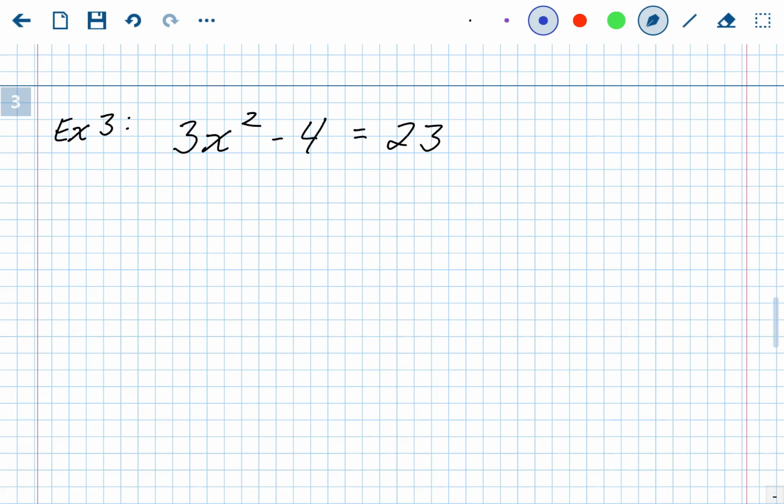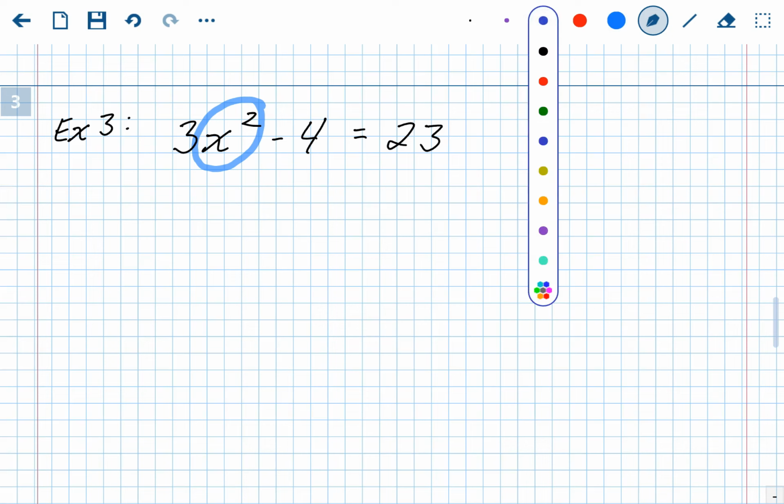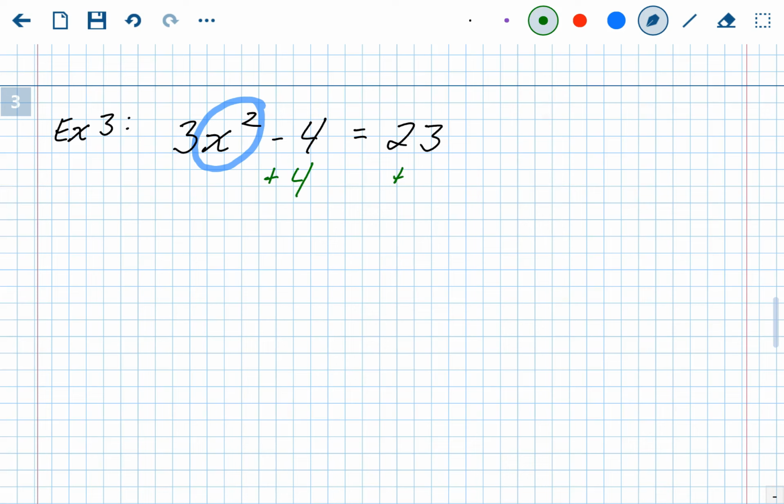Example 3. This one's like the first one. We need to isolate the x squared part. It's not in parentheses, so that 3 can go away, but not in the first step. The first step, we're going to start furthest away. Start on the outsides. Work your way in. Add 4 to both sides. Gives us 3x squared equals 27.